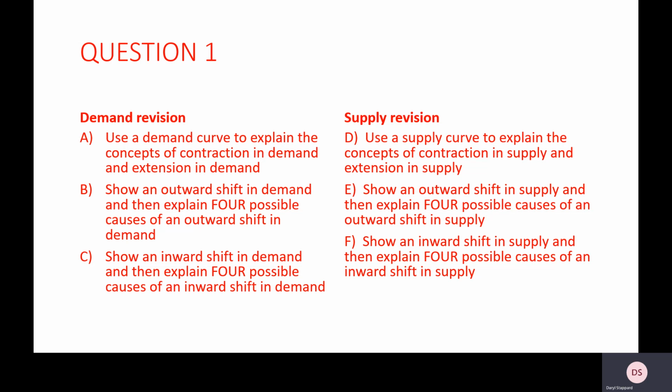B and C, I'm looking for shifts in demand, so changes in demand for non-price reasons. So B, draw an outward shift in demand, C, draw an inward shift in demand, and explain some possible causes of those shifts in demand. Now supply, the questions on the right hand side are very, very similar. So D, use a supply curve to explain the concepts of both contractions and extensions in supply. And then E and F, draw for me outward and inward shifts in supply and put down some possible causes of those outward and inward shifts in supply, please.